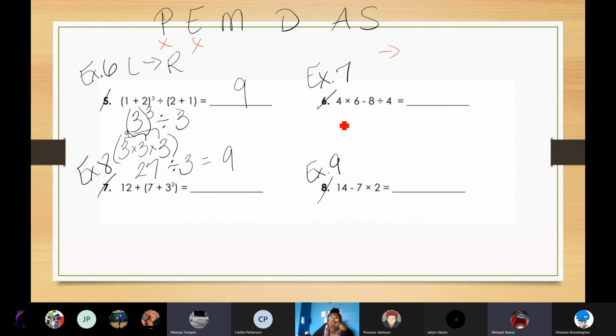24. 24 minus, I'm not doing anything in that minus yet, 8 divided by 4. What is 8 divided by 4? 2. And so now I can solve. Now, after I've done my multiplication and division, I can now do my subtraction. And what is 24 minus 2? 22. 22 is my answer.